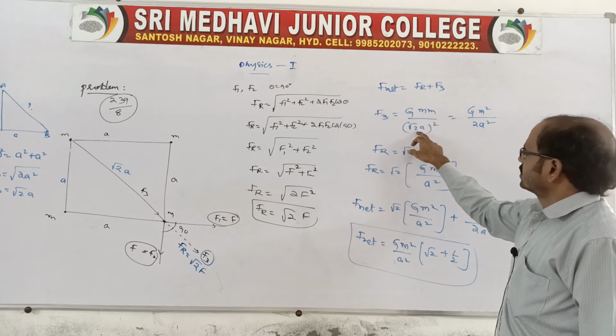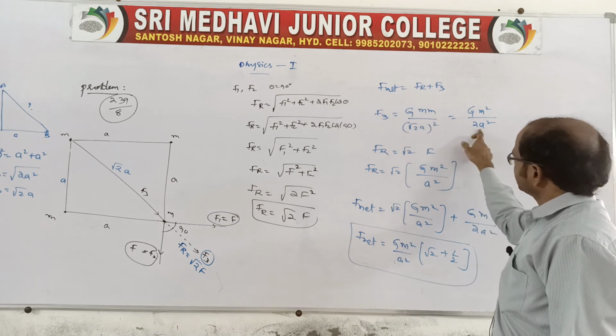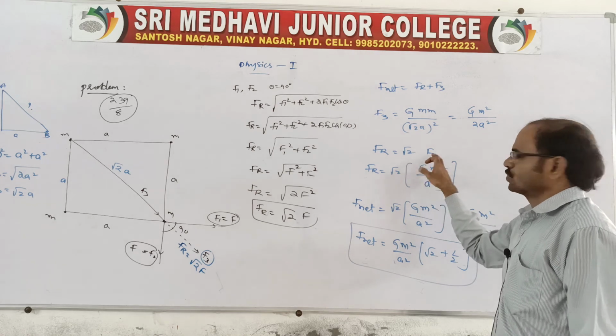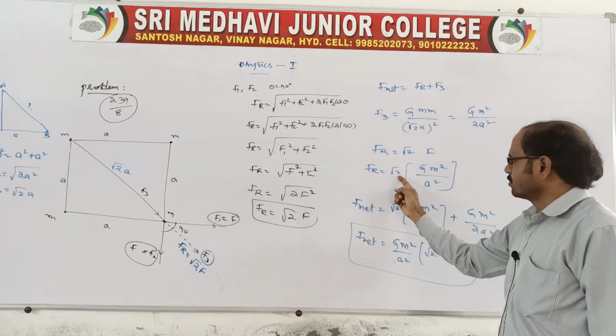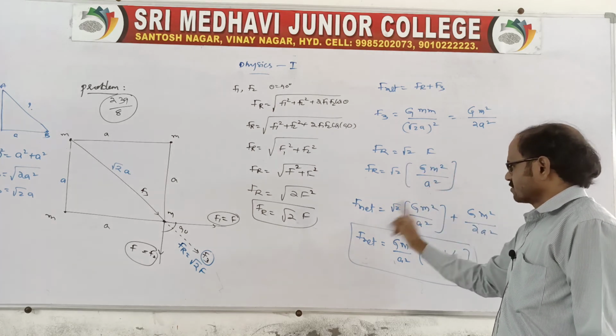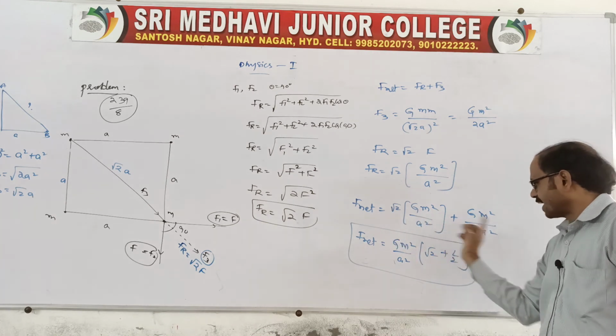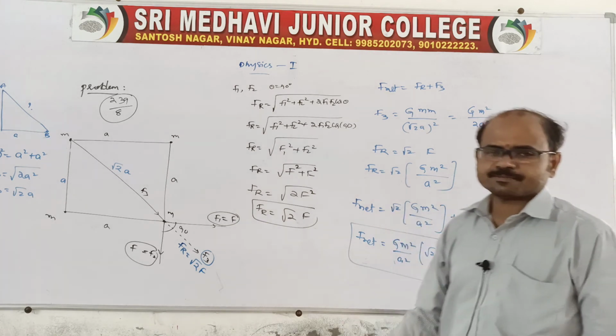GMM by root 2A whole square. So that we'll get like this. FR is equal to root 2 into F. Therefore, FR is equal to root 2 GM square by A square. F net is equal to root 2 into this. Add these two, and F net will be like this.